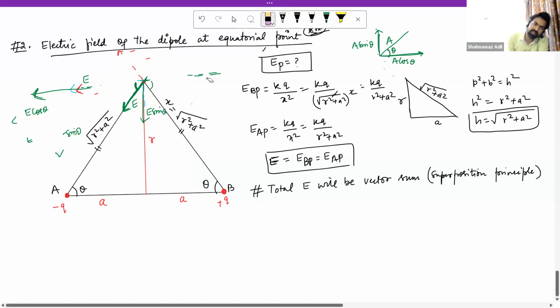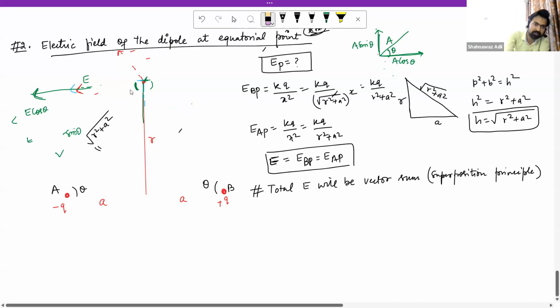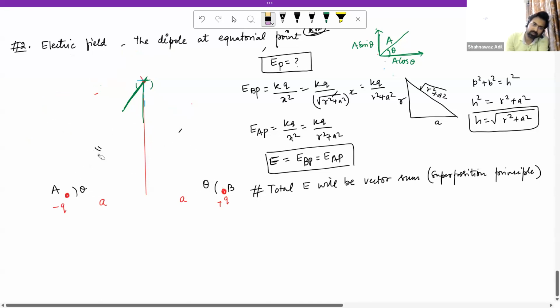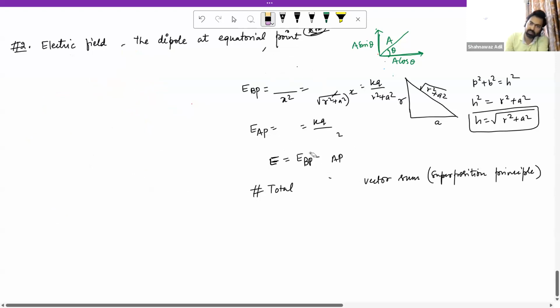So now let us label all these things, and then we will come to it. How do I erase this green one? This green one is there, right? Okay, let me make the diagram. Let us erase this.